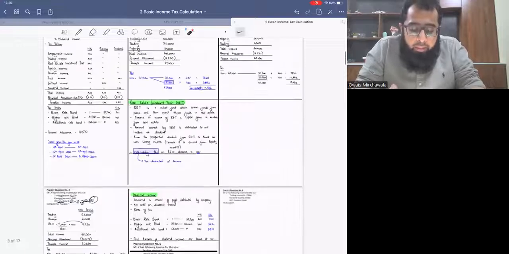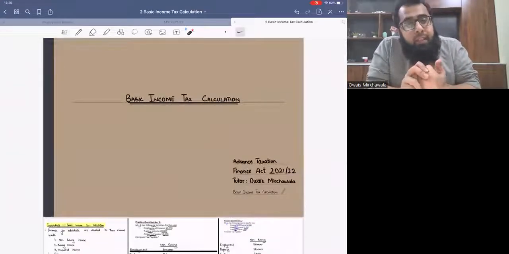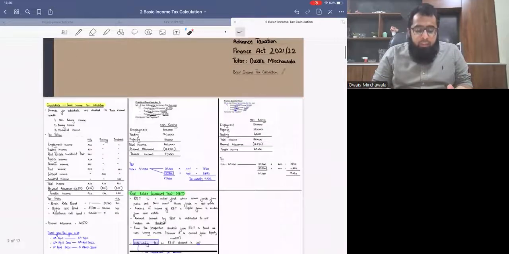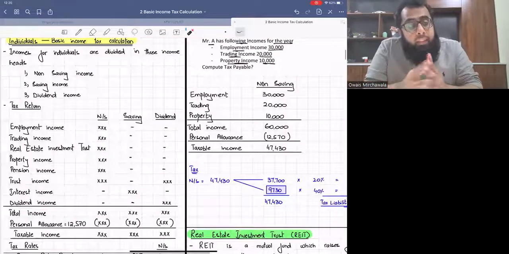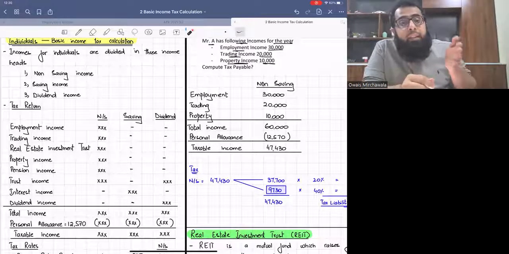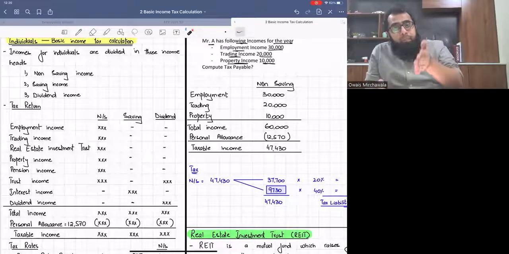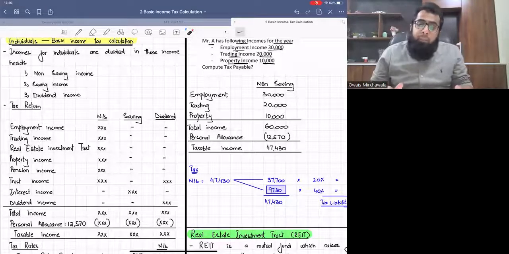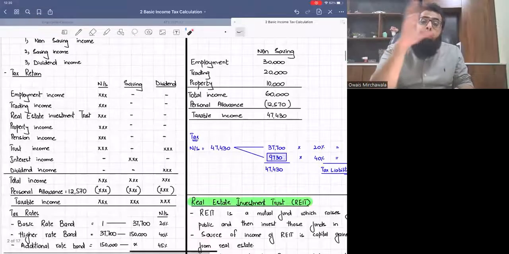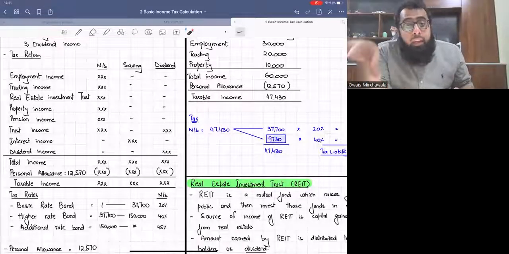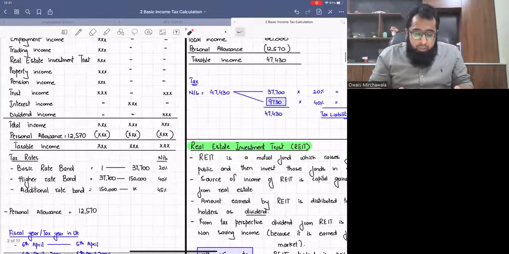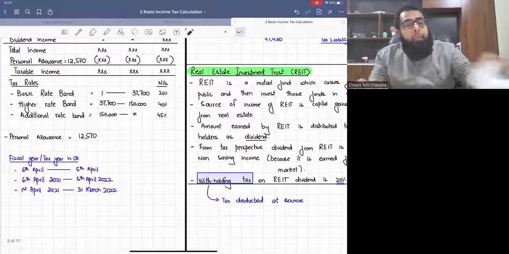I hope you all remember that in the previous class, we started basic income tax calculation. We discussed how a basic tax return looks. We discussed that in the UK, incomes are divided into three heads: non-saving, saving, and dividend. All three heads of income have different tax rates. We add all of the incomes, deduct the personal allowance to arrive at the value of taxable income, and then we looked at the tax bands. I hope you all remember.